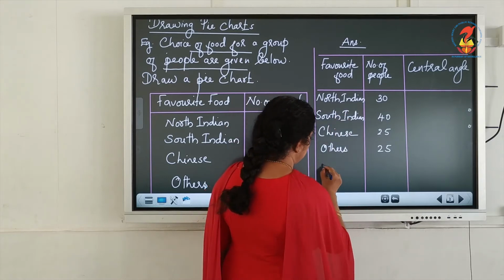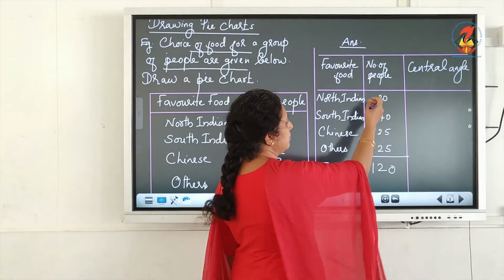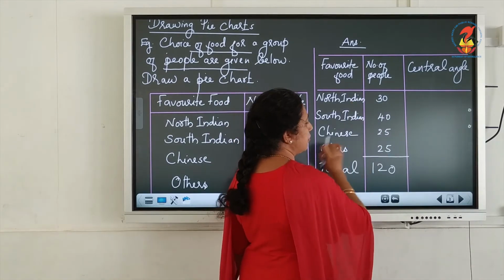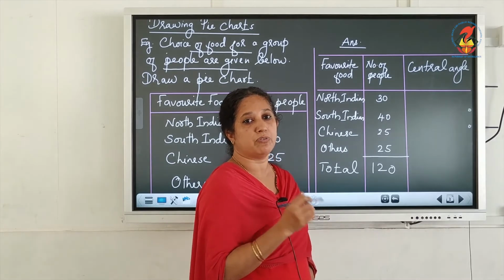Here, first step, we have to find out the total. The total value is 120, so the total number of people is 120. That is the whole quantity and it is divided into different parts. The circle shows the relationship between the whole and its parts. The whole quantity is 120 and there are 4 parts, so corresponding to 4 parts we have to draw 4 sectors.